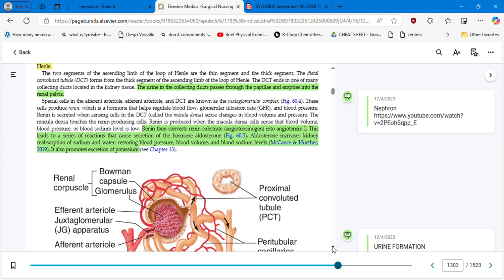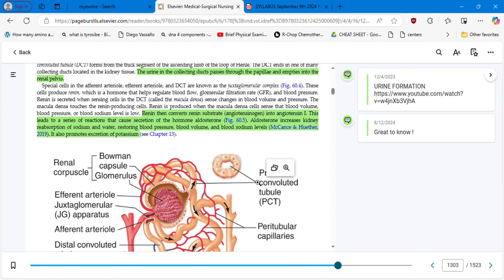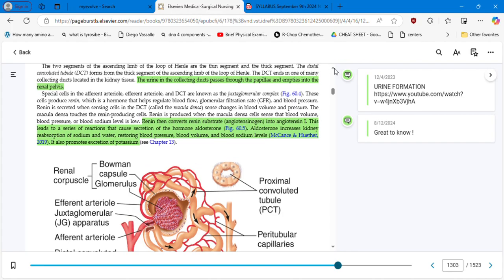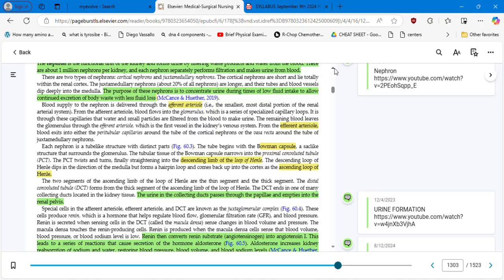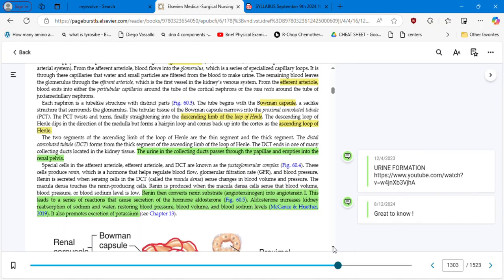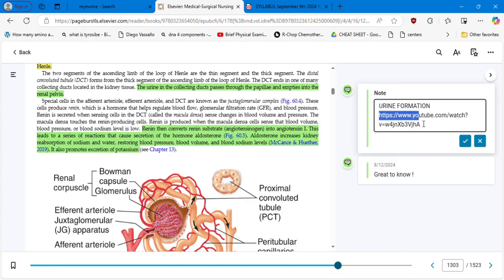Renin is another huge concept that you need to master. Renin converts renin substrate, which is angiotensinogen, into angiotensin 1, right? This leads to a series of reactions that cause secretion of the hormone aldosterone, right? So now I want to review the urine formation with you guys, because this is important as well. Okay, here, let's play this video.